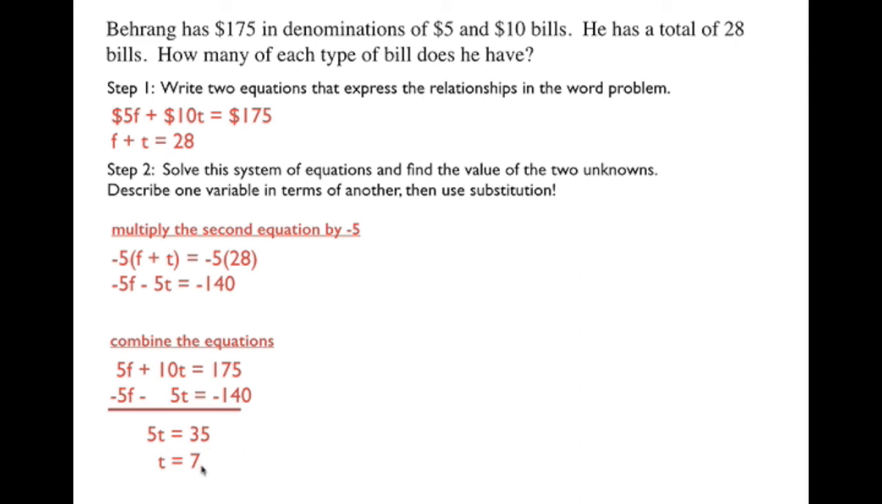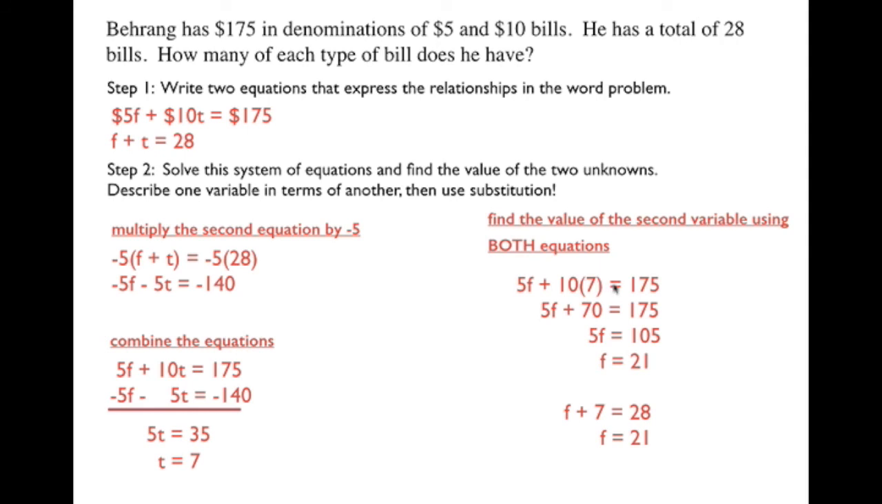But again, I'm not done because I have to substitute 7 back into both equations to find the value of f, the number of $5 bills. And when I do that, as expected, I get f equals 21 and f equals 21. So I'm confident in saying that Beirang has 7 $10 bills and 21 $5 bills.